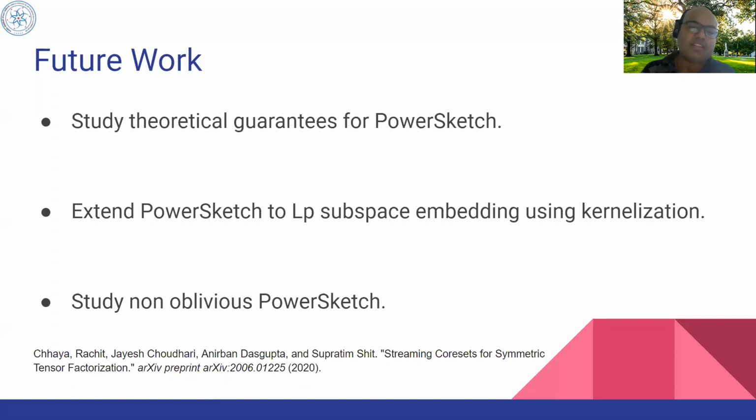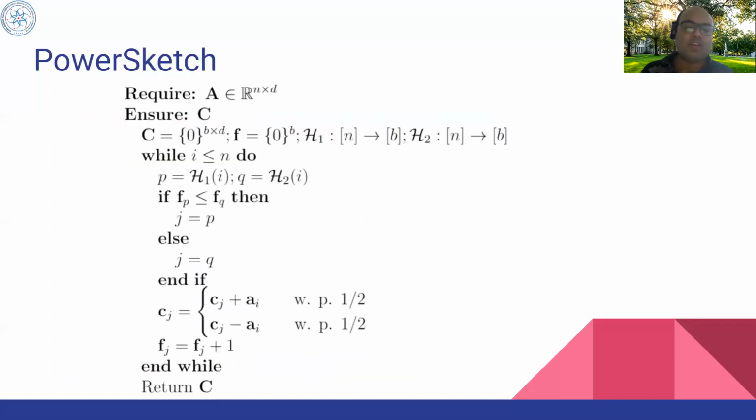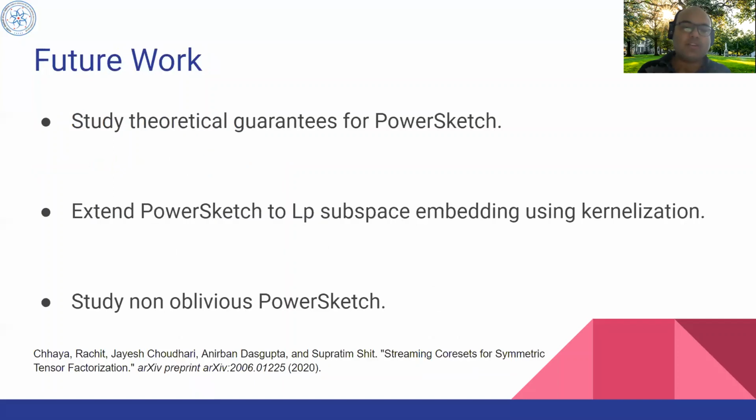We are also interested in studying the non-oblivious nature of the power sketch method. If you remember, our hashing does not need knowledge of the data A, but by non-oblivious, what I mean is that let's say we know the leverage score of every row in A, and somehow we ensure that the rows with high leverage scores do not have any collision, and only for the rows with low leverage scores we use power sketch.